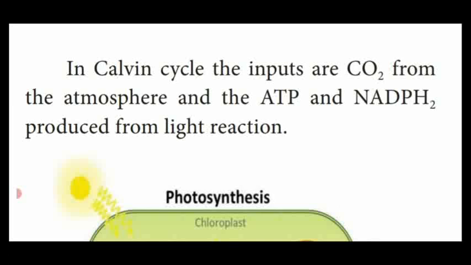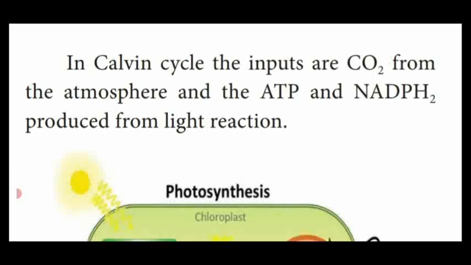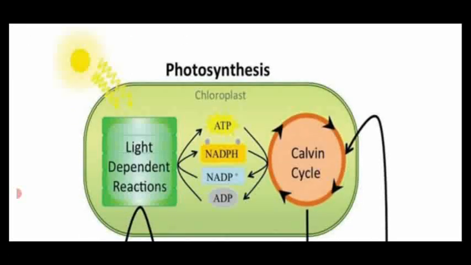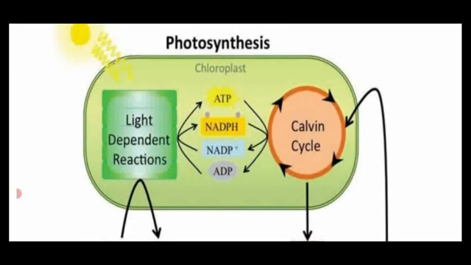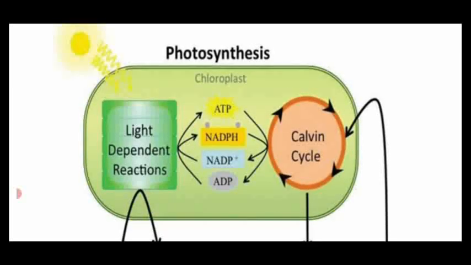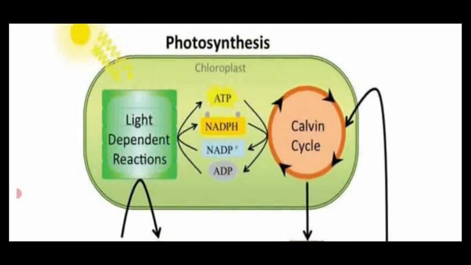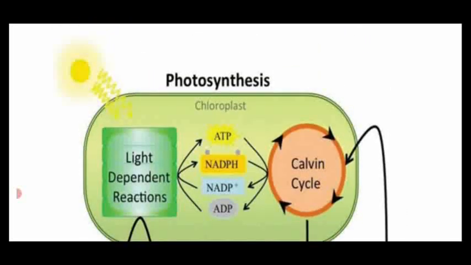So these are the two reactions of photosynthesis. One is the Hill reaction, another one is the Calvin cycle or dark reaction. The first takes place in the presence of sunlight. The second takes place in the absence of sunlight. So dear students, the diagrammatic representation shows the photosynthetic process.